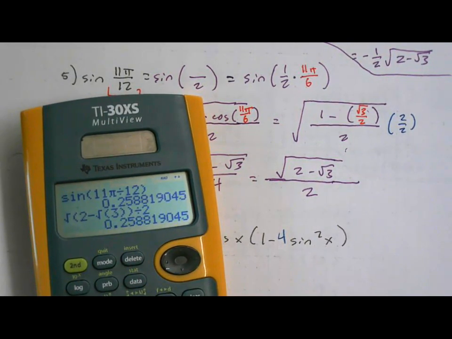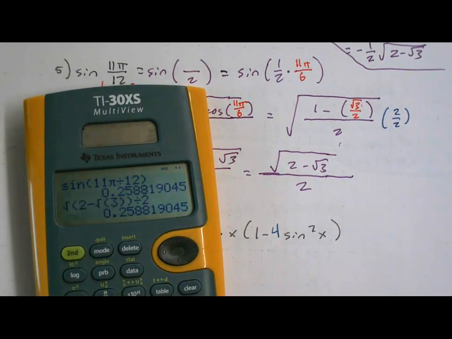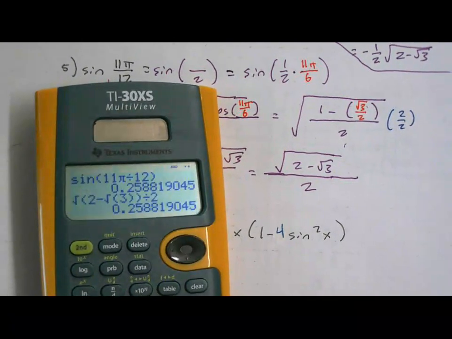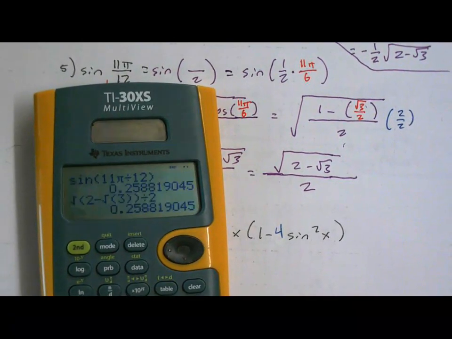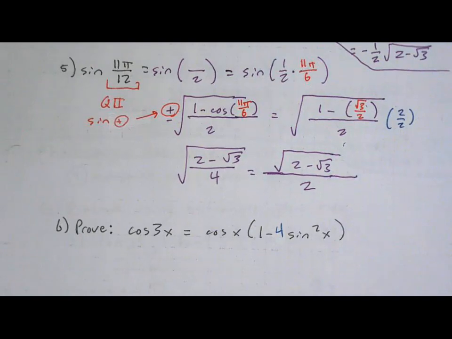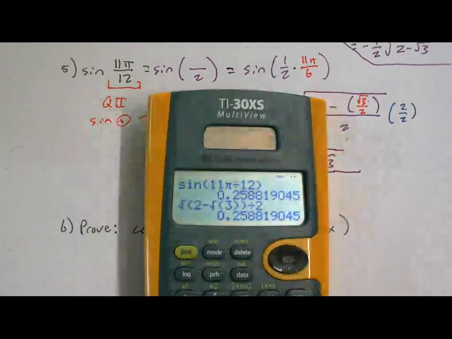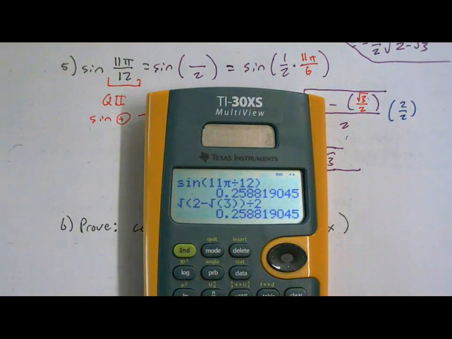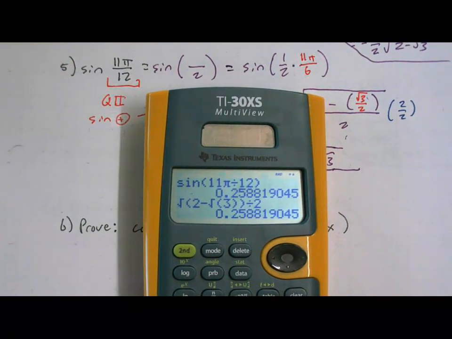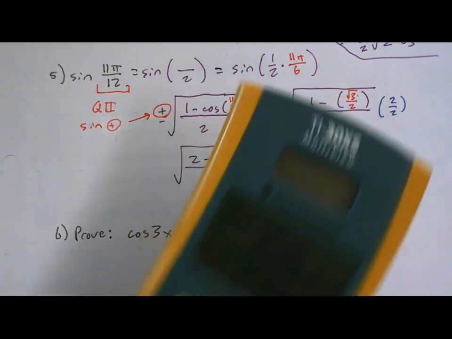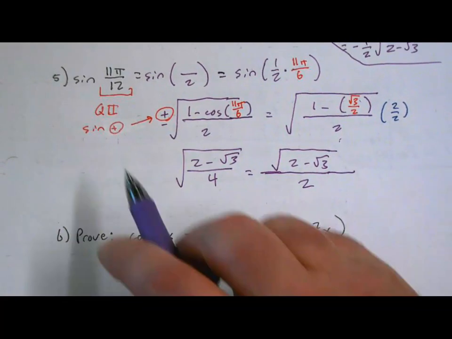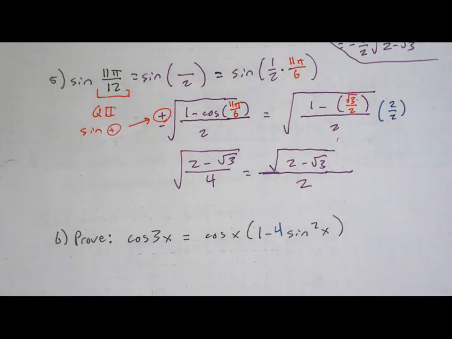I'm getting the same answer for my original problem and our final answer. The same approximation for both. Feeling good. Check your parentheses. Did you close both parentheses? Are you in radian mode? That's it. Yeah, because 11 pi over 12 is radians.